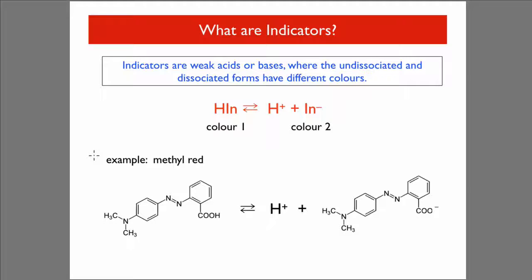Let's look at an example of methyl red. On the left, the molecule methyl red, where the carboxylic acid portion is intact, is yellow, and that's in equilibrium with the hydrogen ion and the indicator ion, where you've lost the hydrogen, and that would be red. Of course, it depends on the amount of H+ whether the equilibrium will be this side or this side, whether it be yellow or red.